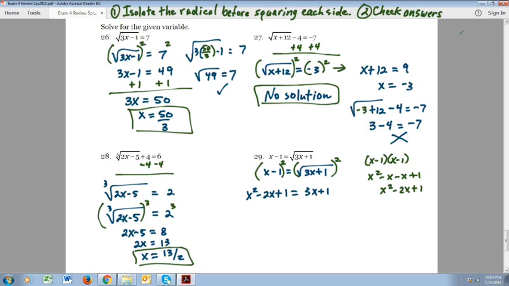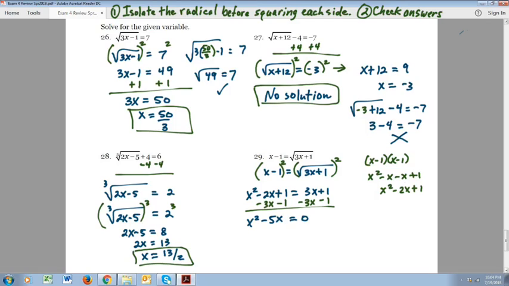So this is a quadratic equation. We want to get 0 on one side. So let's see, we need to subtract 3x and 1 on both sides. Notice I like to keep my x squared positive, so that's why I'm getting rid of the 3x and the 1. You're going to get x squared minus 5x. Notice a plus 1 and a minus 1, that's 0. On the right side we get 0.